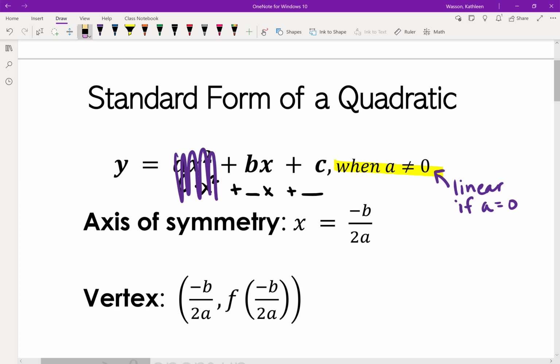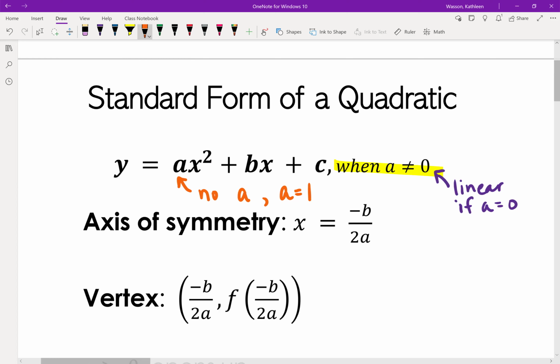So anytime that there's an a missing, we know that a is not 0. It can be absolutely any other number. So when I don't have an a, then a must be 1.